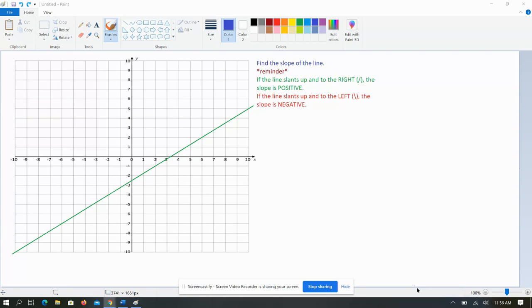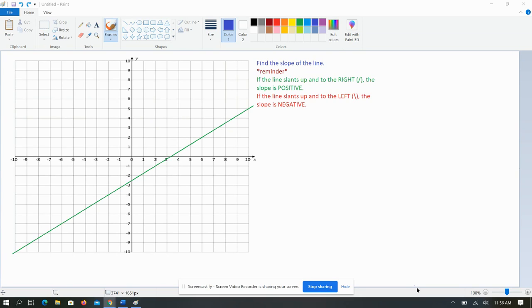Just look at the line. Does it go up and to the right? Then it's positive. Does it go up and to the left? Then it's negative. So already when we look at this line, I even made it in green to make it a little bit easier for you to see it. So our line is going up and to the right. So we know our slope is going to be positive.